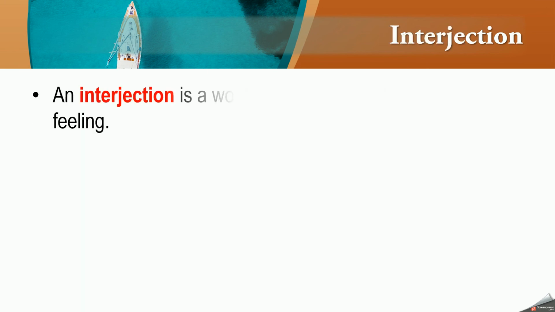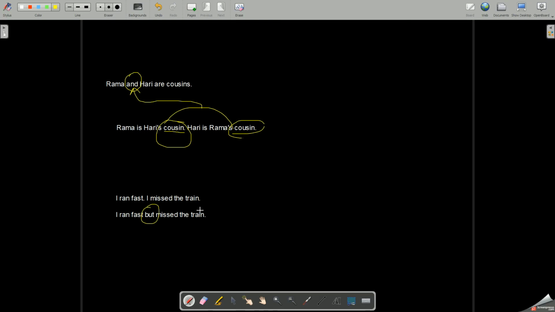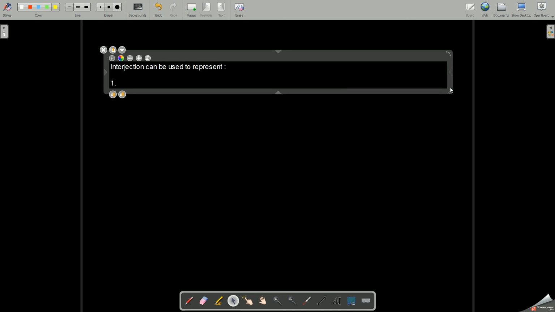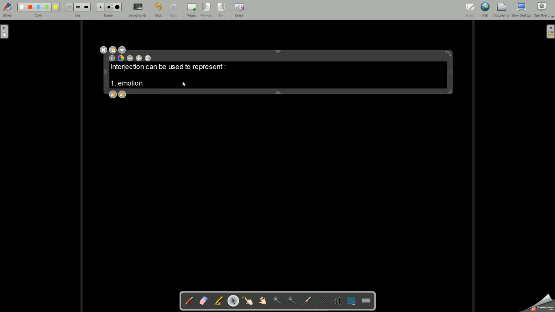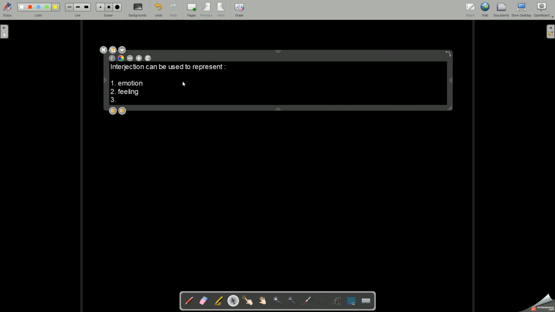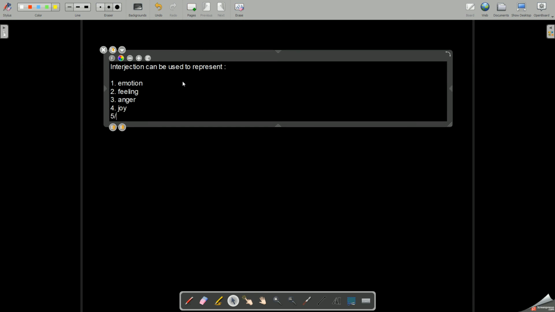Last of all is interjection. It is a word which expresses some sudden feeling like any kind of emotion. Interjection can be used to represent these things. Number 1, any emotion. Any feeling, anger, joy, excitement.